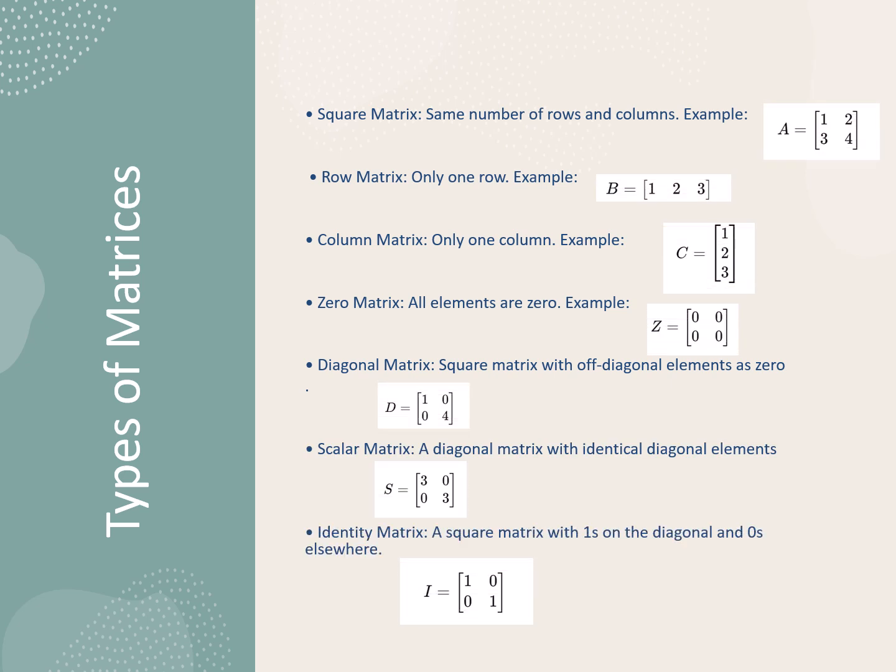Okay, this slide is about the types of matrix. There are many different types of matrix. The square matrix has the same number of rows and columns. A row matrix has just one row, while a column matrix has just one column. A zero matrix has only zeros in all positions. A diagonal matrix has numbers only on its main diagonal. A scalar matrix is a diagonal matrix where all diagonal values are the same. And an identity matrix has ones on the diagonal and zeros elsewhere. Let's move to the next slide.